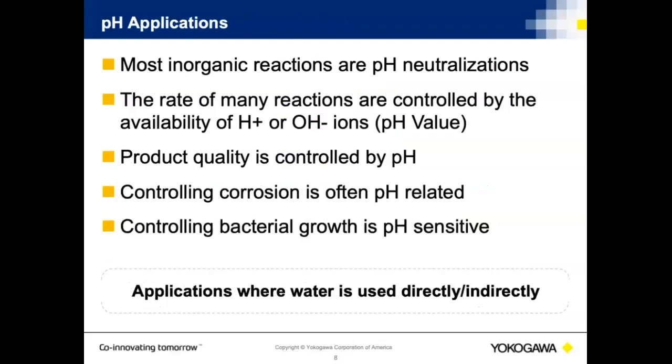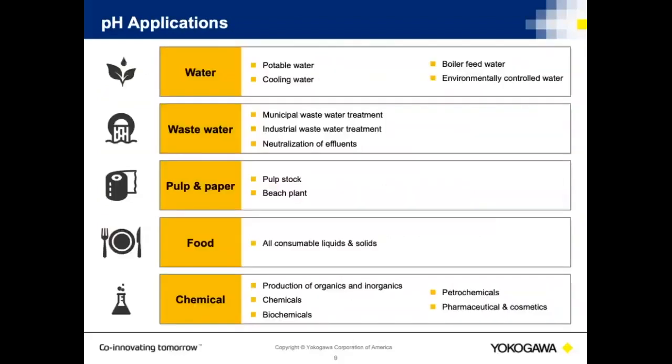So, pH applications: anything water related can typically be measured with pH. There are lots of different reactions out there that are pH neutralizations. There's lots of product quality that is controlled by pH. pH is also related to the corrosion rate and can also be related to the growth of bacteria. We see applications throughout the world in water. Basically, you see the key up in the upper right corner there, boiler feed water.